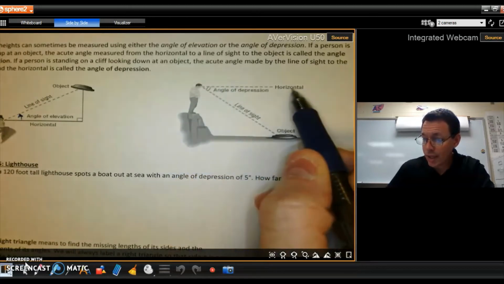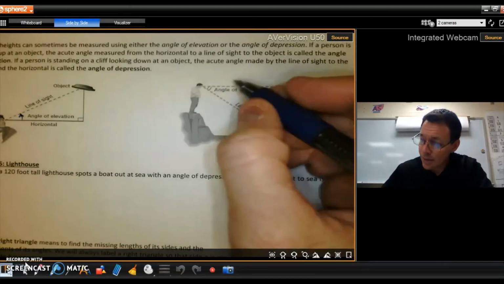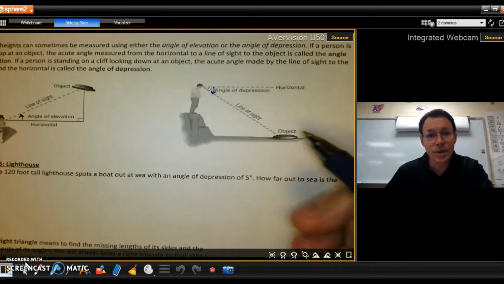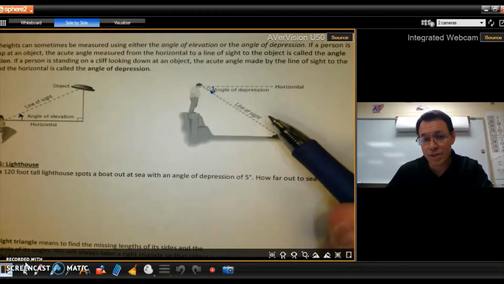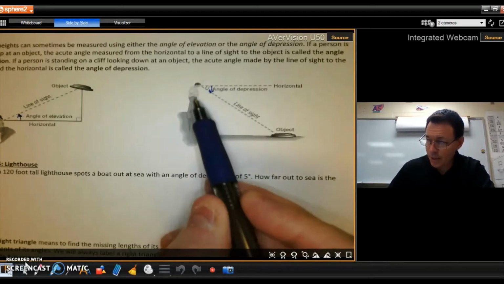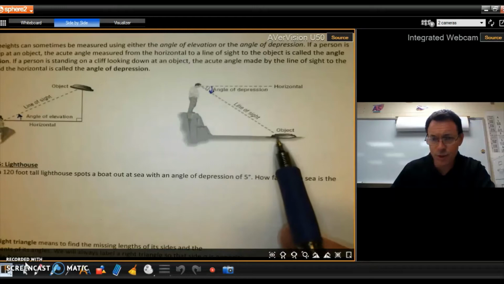You are looking straight ahead, okay? You're looking out at the world like you normally do, and then you look down at something. And that angle that your eyes make, that's the angle of depression. Well, here's what's confusing about that. Look at our triangle. So we've got a triangle formed by this guy who's on this rock and the UFO or whatever it is. Okay, here's our triangle.